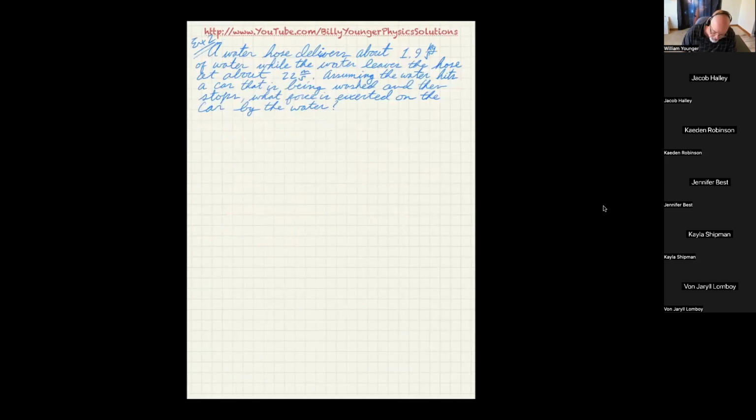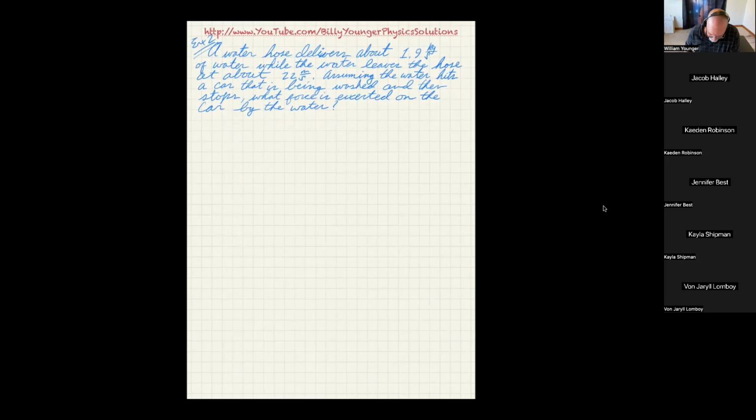So let's look at another example. This is a case where it's not so obvious that anything we've learned has any relevance whatsoever. It says a water hose delivers about 1.9 kilograms per second of water, while the water leaves the hose at about 22 meters per second. Assuming that the water hits a car that is being washed and then stops, what force is exerted on the car by the water? Okay.